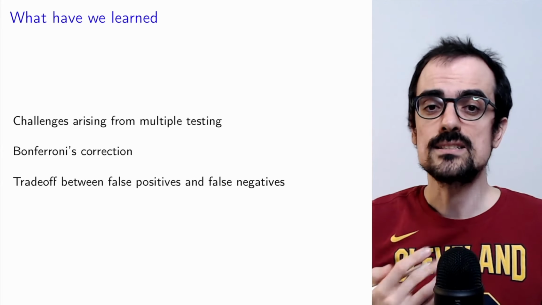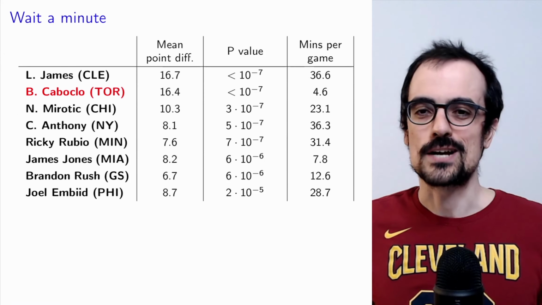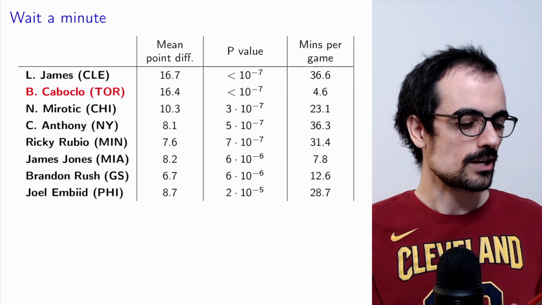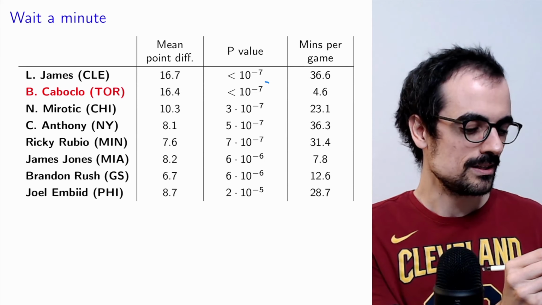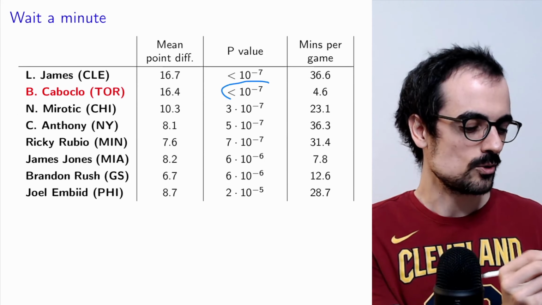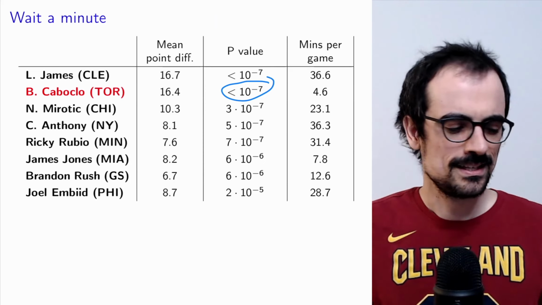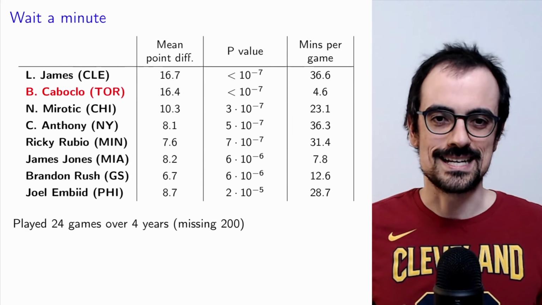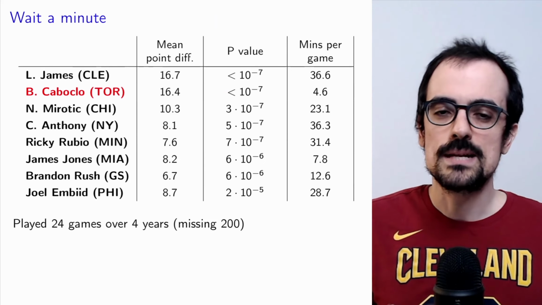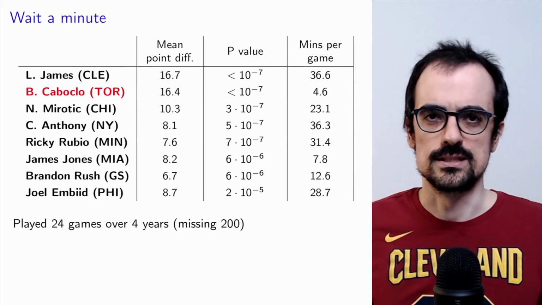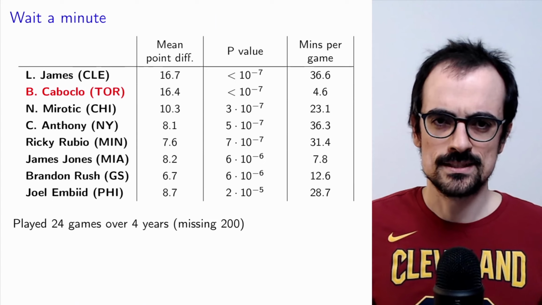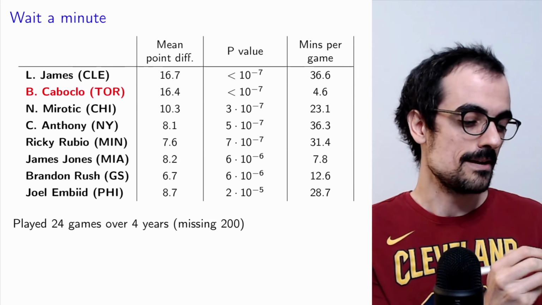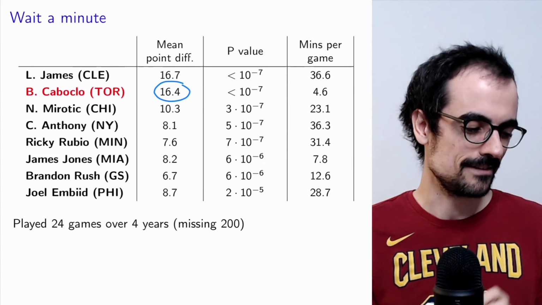And that's it. But I promised you that I would talk about Bruno Caboclo. Bruno Caboclo has a p-value below 10 to the minus 7. The only smaller p-value is LeBron James's. So what is going on here? If we look at the data, and it's always good to look at the data when you don't understand something, he actually only played 24 games over 4 years. He missed 200 games, and in those games the mean point difference was much higher than in the rest of the games.